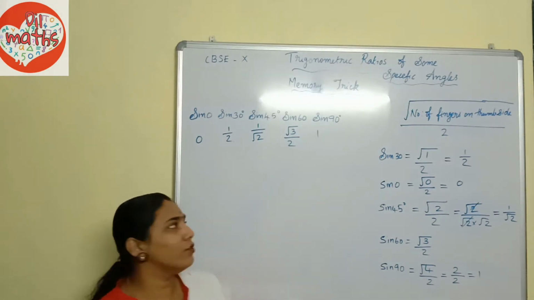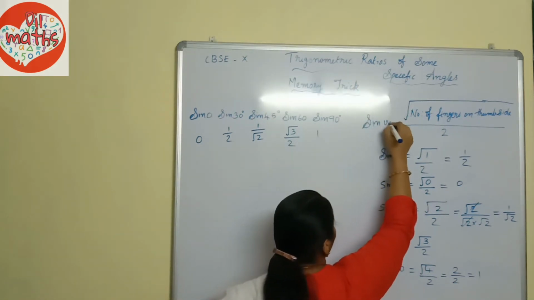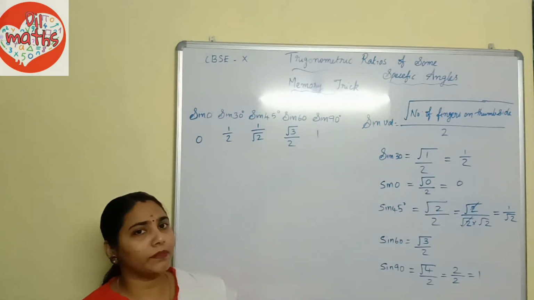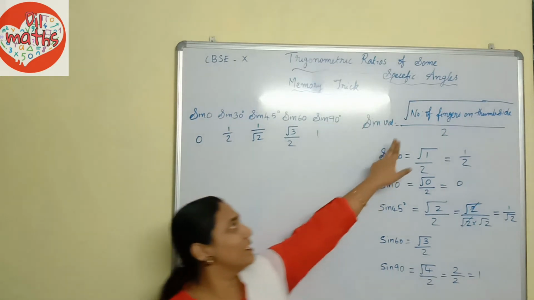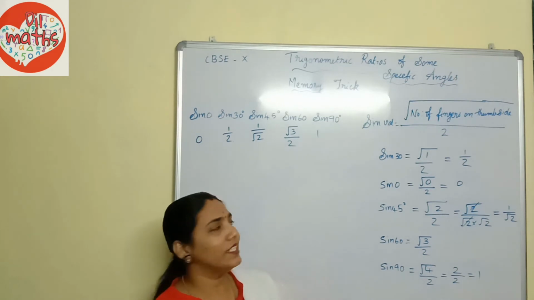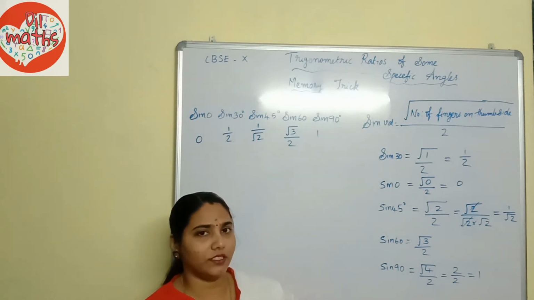So what is the formula you have to keep in your mind? Sine value is equal to the square root of the number of fingers on the thumb side, by 2. That square root is applicable only for the numerator, not for the denominator. Okay. Next we will find out the cosine values.